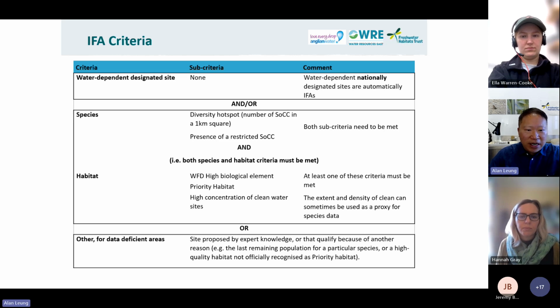We acknowledge that we only base this on existing data available, so there may be areas that are important but we may not have enough data. So we also accept some advice from experts who are familiar with the region. These are basically the criteria for us to conduct the IFA analysis.